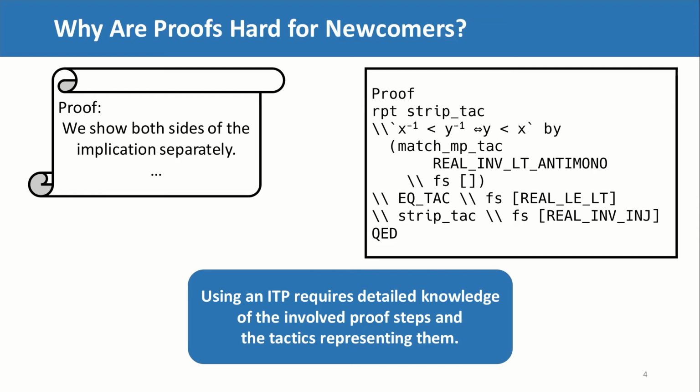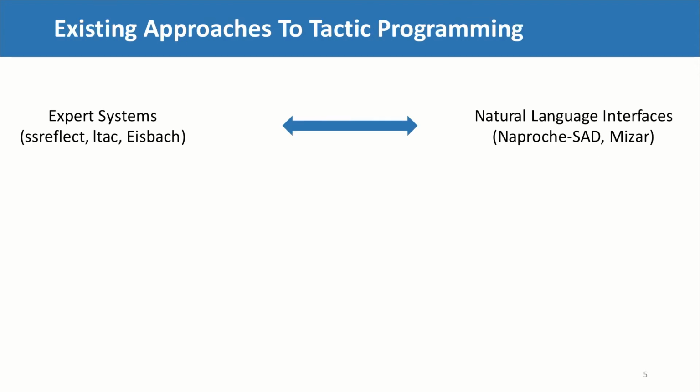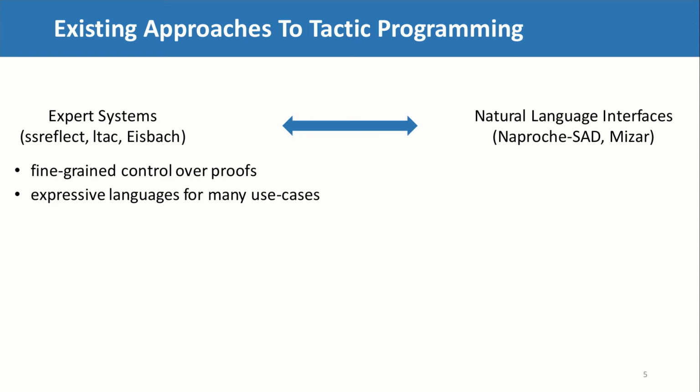There have been past attempts at alleviating this issue by developing different styles or kinds of tactic languages. So let's take a closer look at those. On the one end of the spectrum, we have so-called expert systems like the SSReflect and Ltac languages for Coq or the Eisbach language for Isabelle and HOL. They give fine-grained control over the proof steps that are performed and have very rich and expressive languages that can be used in many different use cases. The downside being that for a novice user, these have an overwhelming number of features which can make it hard to pick up these languages in the first place.